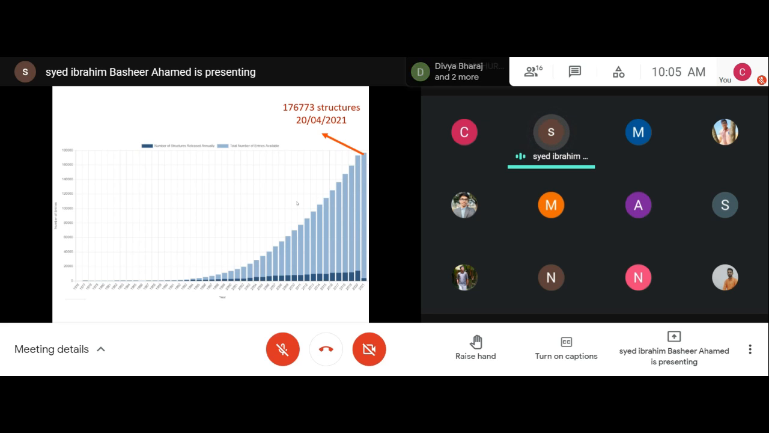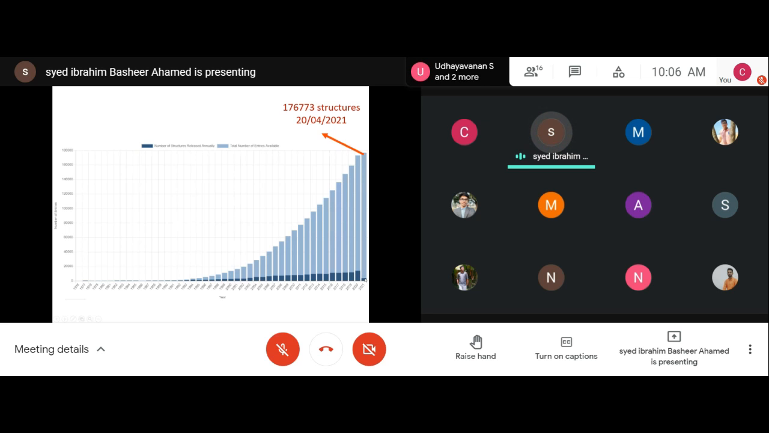Okay. So if you go to the PDB site, you can see the statistics. Nearly 176,000 protein structures have been deposited. You can see this dark shade, which indicates the current year deposition. Every year the dark shade indicates the current year deposition. It used to be around 5 to 6,000, and I think last year it crossed around 10,000, gradually increasing.